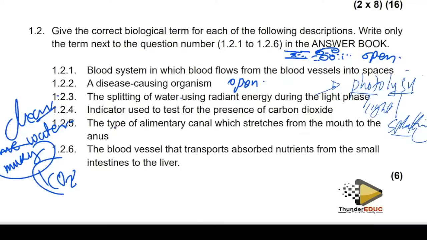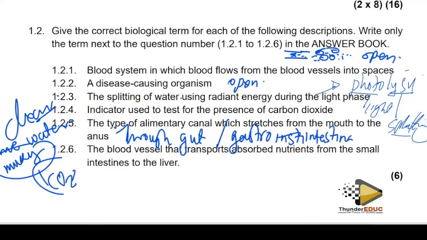Then the type of alimentary canal which stretches from the mouth to the anus. Sometimes we call it a through-gut. Sometimes we can call it the gastrointestinal tract. Gastro means stomach, intestinal tract. So tract means a tube, it's like a duct.